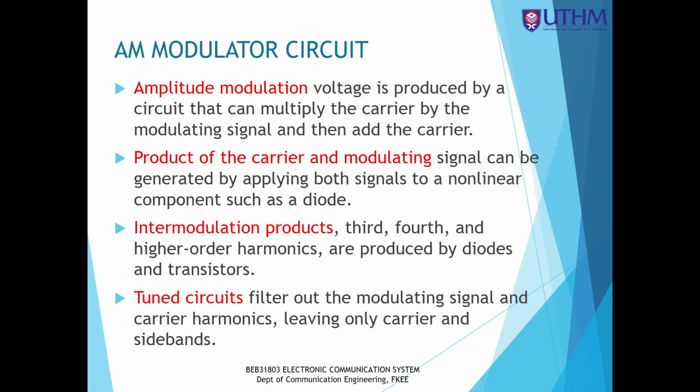Okay, so we have seen about the types of AM. Now we need to look into the next topic on how we can produce the amplitude modulation signal. The AM signal is produced by the modulator block circuits in the transmitter. Inside the modulator, there are a few processes that happen. We're going to see later how this AM signal is produced.